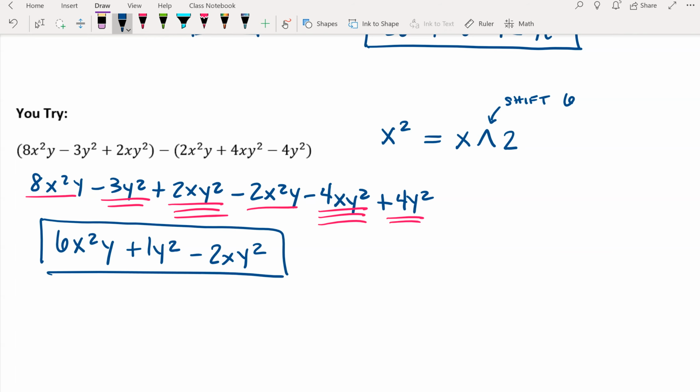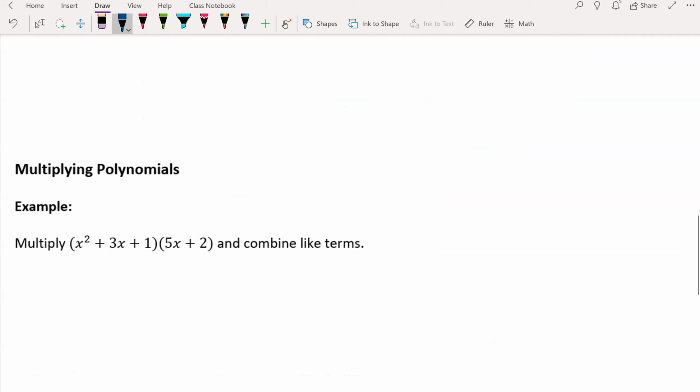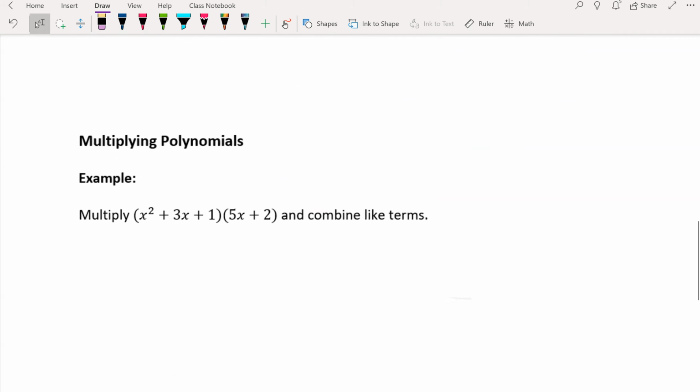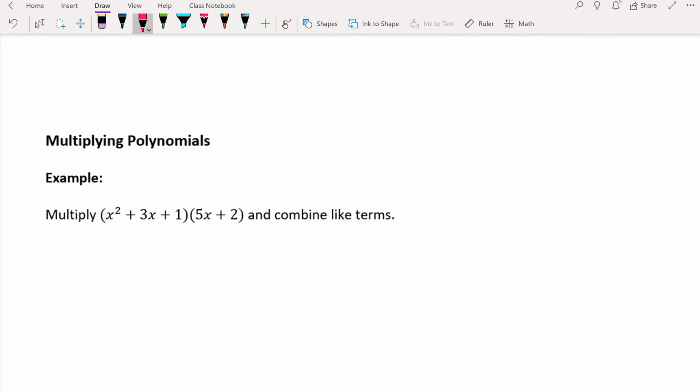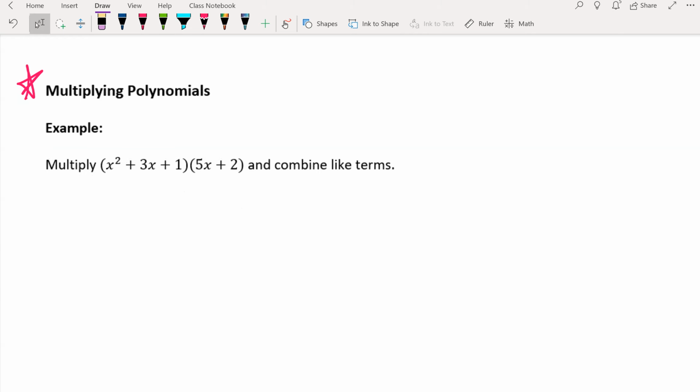Cool. Now let's do multiplication, and then we're done with notes for the day. All right. Now, multiplying polynomials. Put this in your notebook. Multiplying polynomials. And get this example in your notebook. Multiply x squared plus 3x plus 1 times 5x plus 2 and combine like terms. All right. What method are we going to draw on our paper to multiply these two things? Put it in the box. What are you going to draw on your paper? Go.